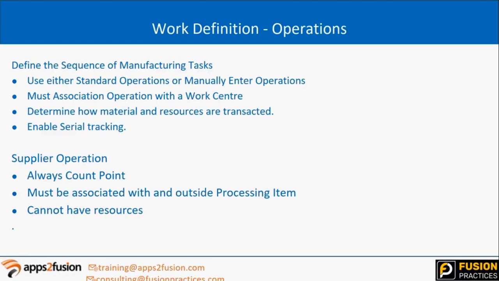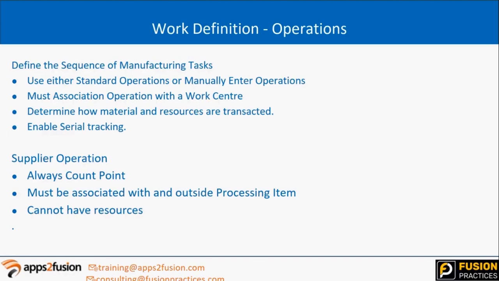Work definition operations. Here we use either standard operations or we create operations for every work definition. And every work definition operation is assigned to a work center. So if an operation is doing the assembly, I assign it to the work center which does the assembly, because the material travels from work center to work center. That is the idea behind having a work center.